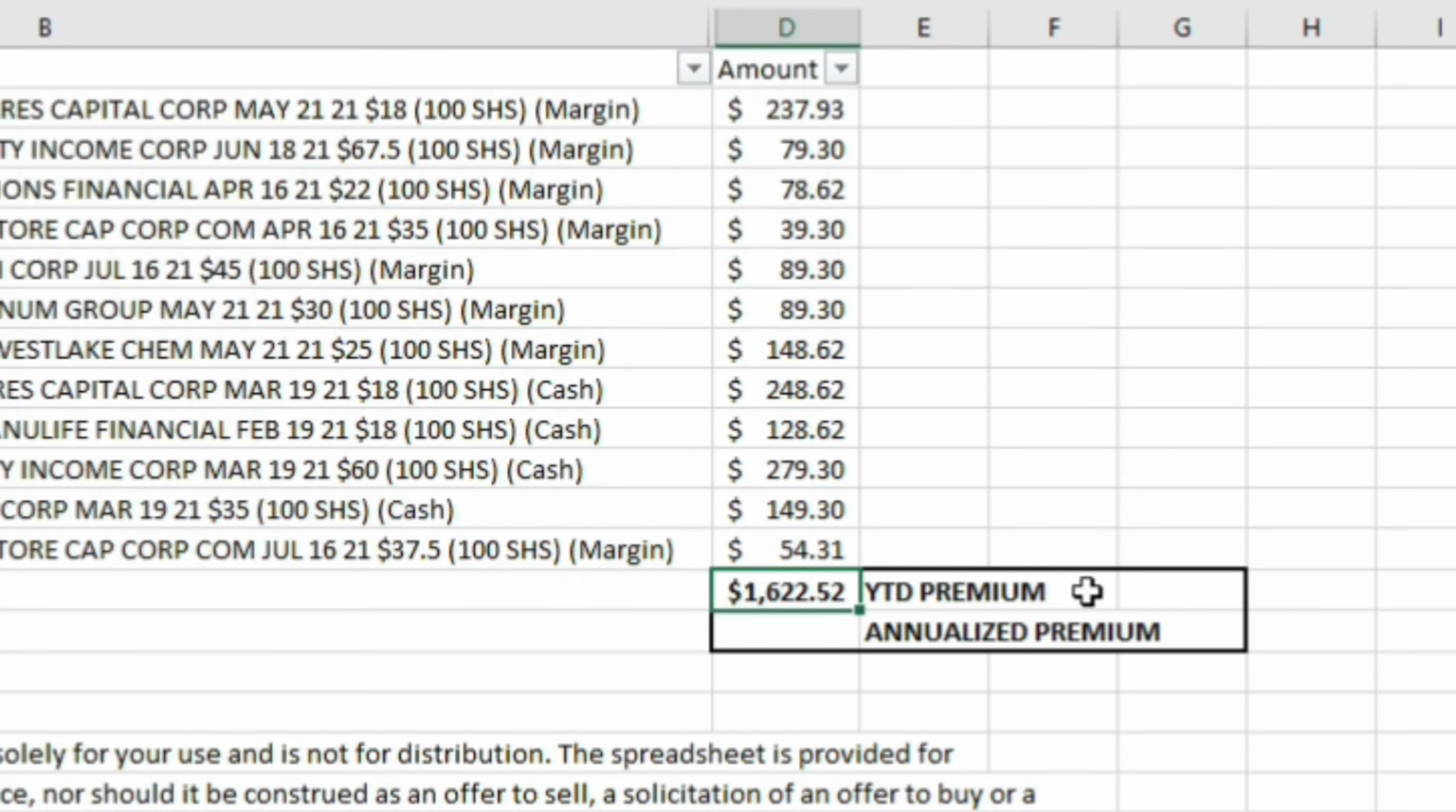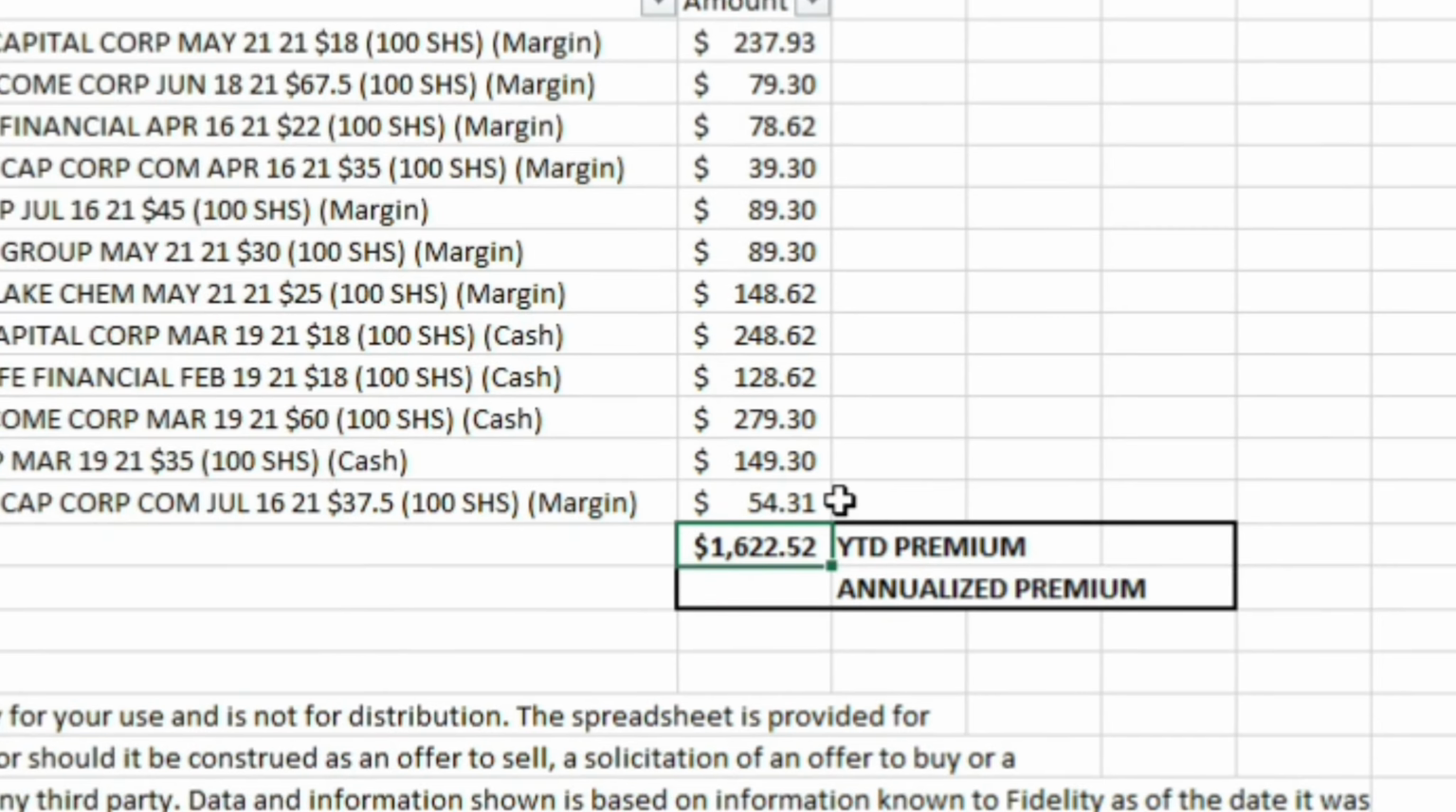$1,622.52. All of that money, by the way, was reinvested into new dividend positions. So it's not money that I just took out. I actually reinvested it into the portfolio. So then I took that and divided by a full 5 months, which gave me a monthly amount, and then multiplied that by 12 to get an idea of what would potentially be the annualized premium that I'd earn from selling options in the portfolio.